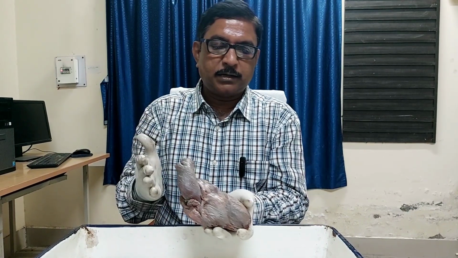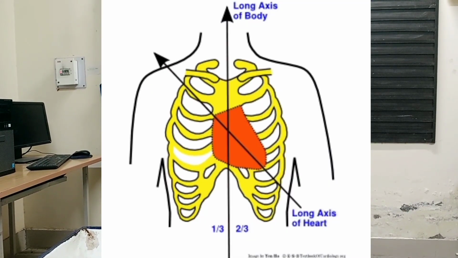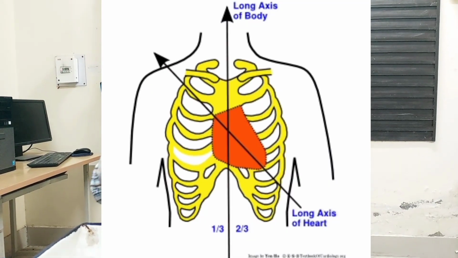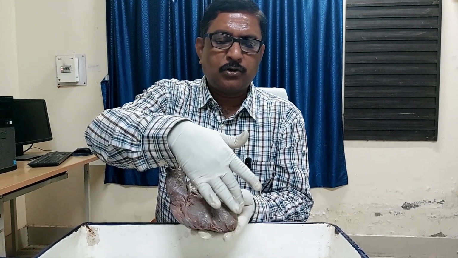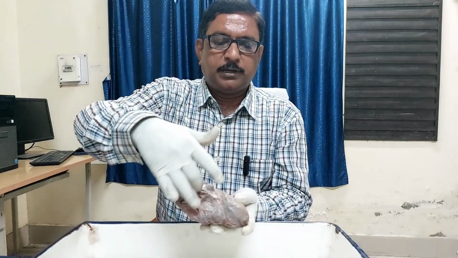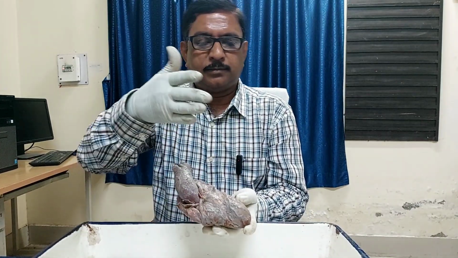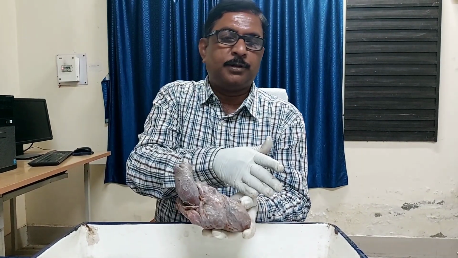Then how much heart is on the left side? About 2/3 of the heart on the left side and 1/3 on the right side. Then may be asked, the sternocostal surface, its contribution from the right part of the heart and left part of the heart, how much?